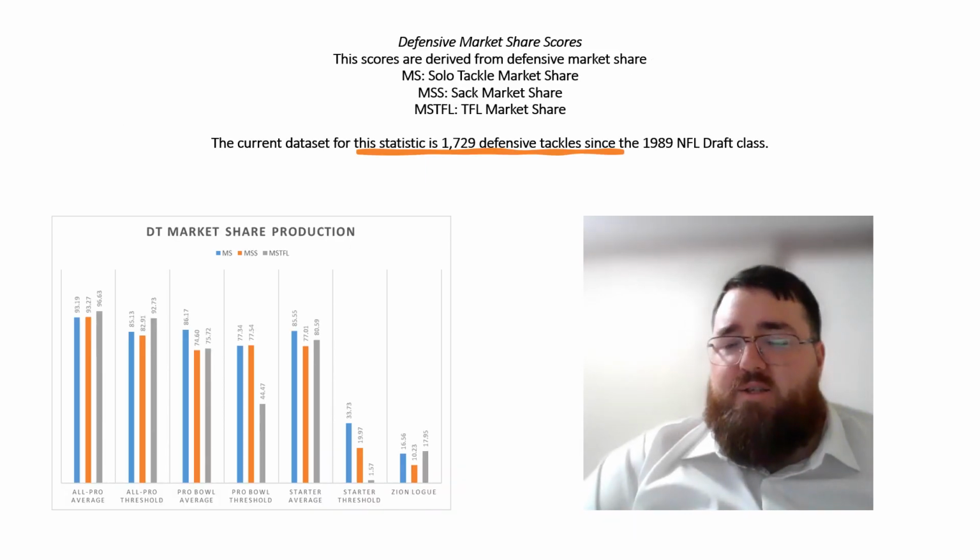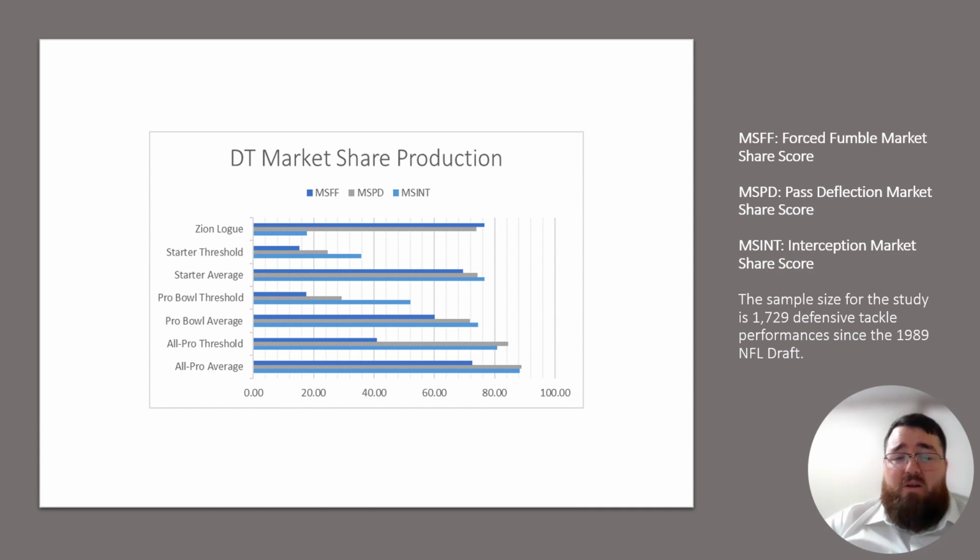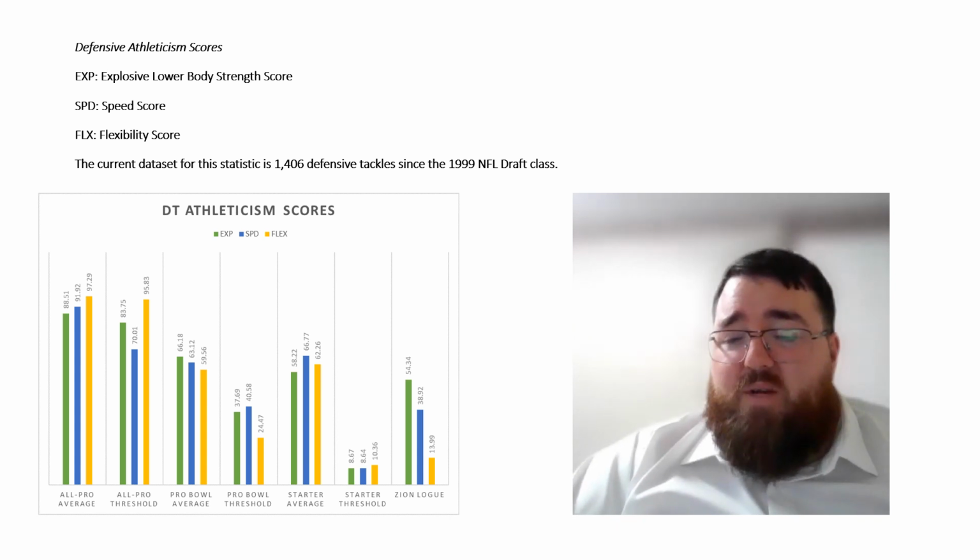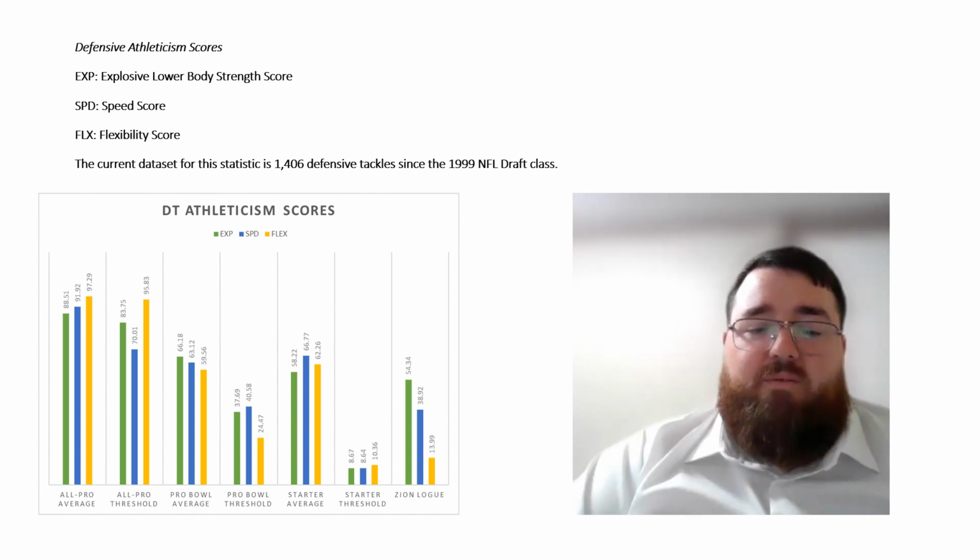Taking a look at his production traits, non-existent production, probably one of the least productive defensive tackles in this draft class. When you look at his other traits, though, good forced fumble market share, good pass deflection market share, with below average interception market share. Matter of fact, I don't think he really even had an interception, but overall, production was just way too inconsistent. Then when you look at his athleticism traits, he had above average explosiveness with below average speed and below average flexibility for his size.